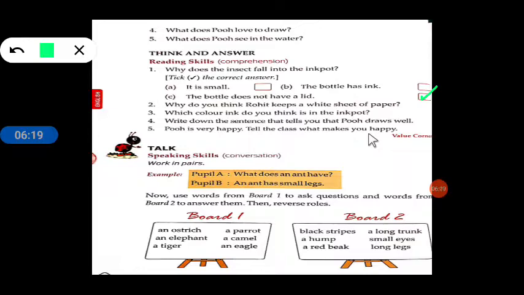So what makes you happy? Chocolates. I think chocolates make you happy. Correct, my dear students. Or else you can give any other answer of your own choice.